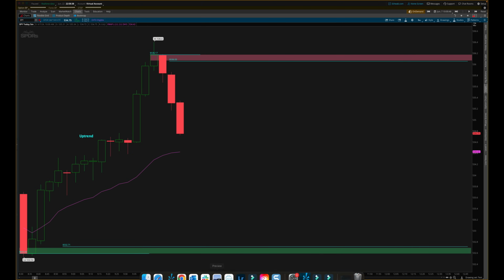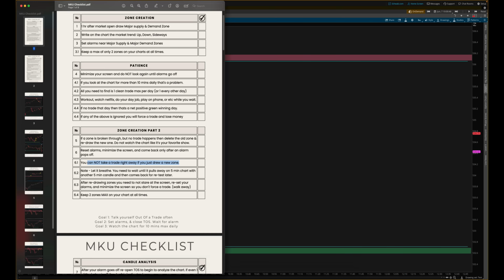That's it. So go back to our preview piece. And we got a note here. Let it breathe. You need to wait until it pulls back on that 5-minute chart with another 5-minute candle, and then it comes back for a retest later. We just talked about that.